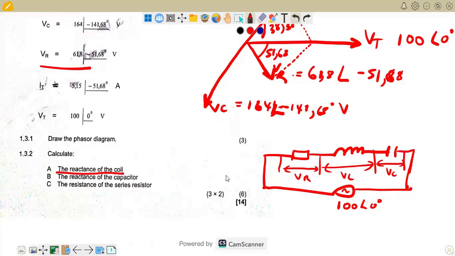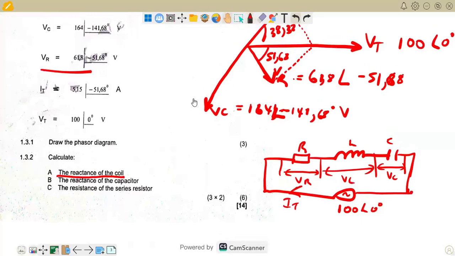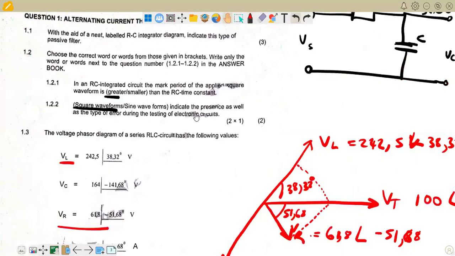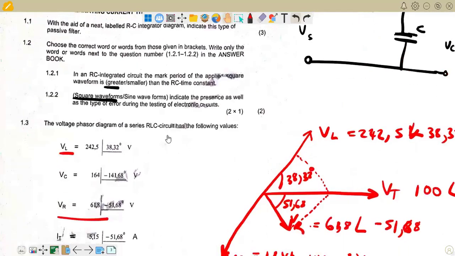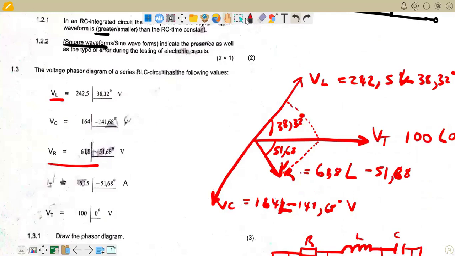Where are we going to get it from? We will get it from the understanding that, number one, if the resistor, the inductor, and the capacitor are connected in series the way they are, it means the supply voltage is still going to be the same throughout. The supply current IT that we have been given here is 5.15. So we do have the supply current.